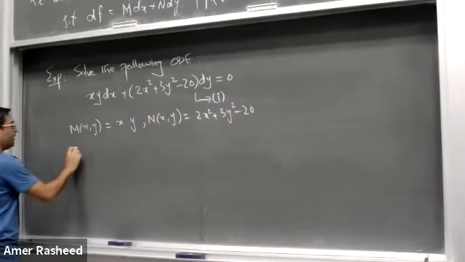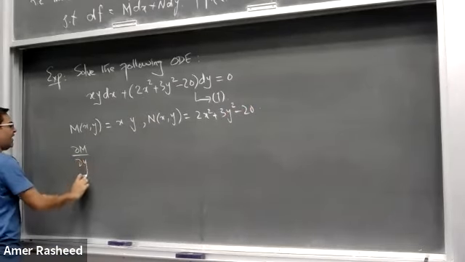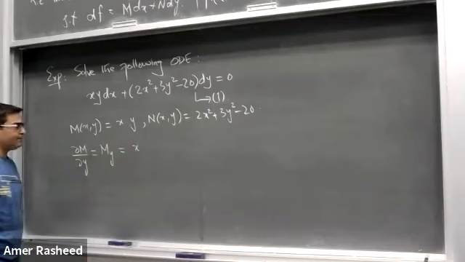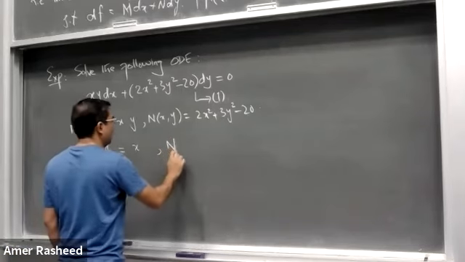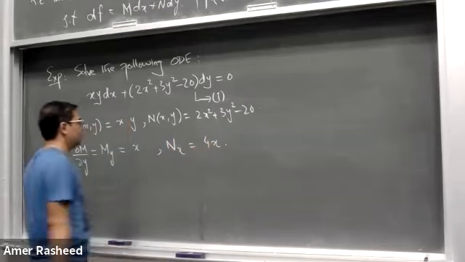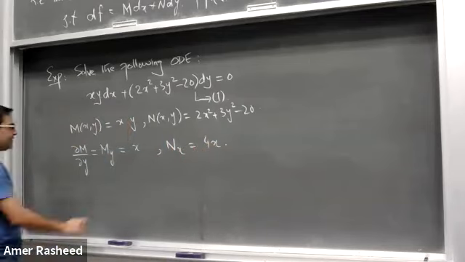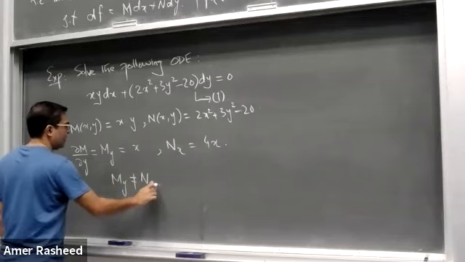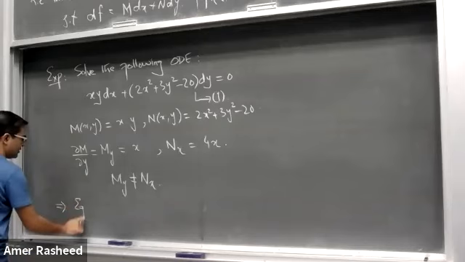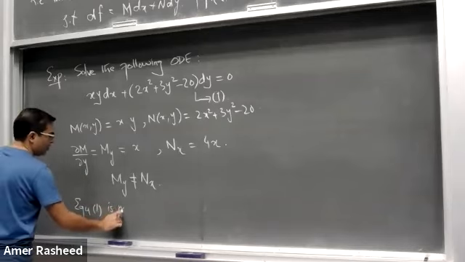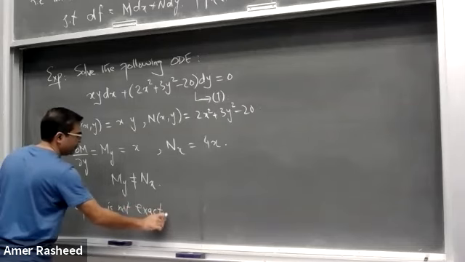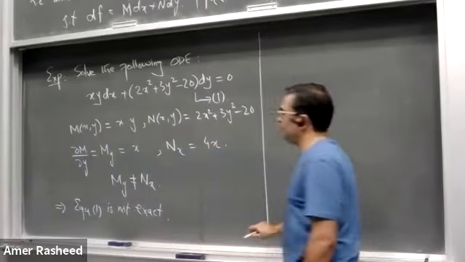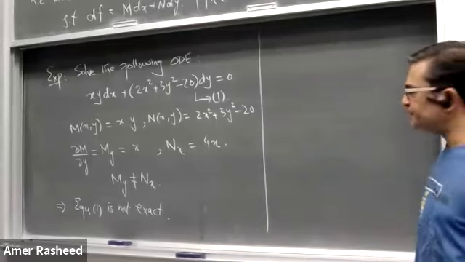Now check whether partial M partial y equals partial N partial x. With respect to y, M y is x, and N x is what? It is 4x. I hope you can calculate it. Now these things are not equal. M y is not equal to N x, so the equation is not exact. So equation 1 is not exact. We cannot solve it by using the technique of exact ODE. Now let's try whether this equation can be converted into an exact equation or not.